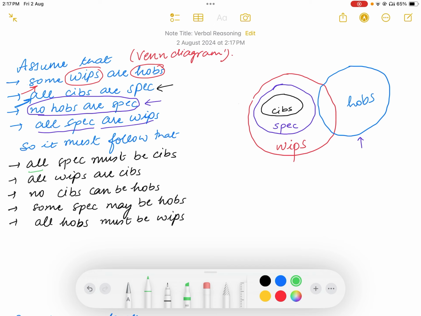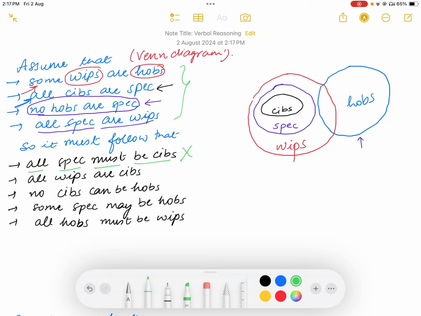They say all spec must be sibs. No, because all the sibs are spec, so all the spec can't be sibs. It could have been a possibility if some information was given that they are equal sets, then they could be each other's equivalents. But right now no information like this exists, so we can't get this from the given information.